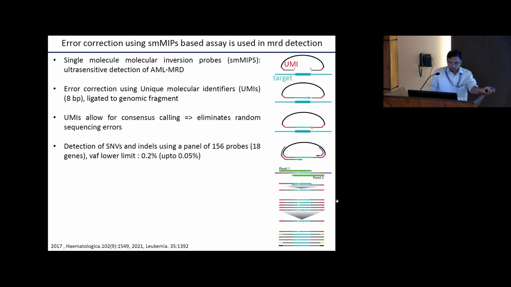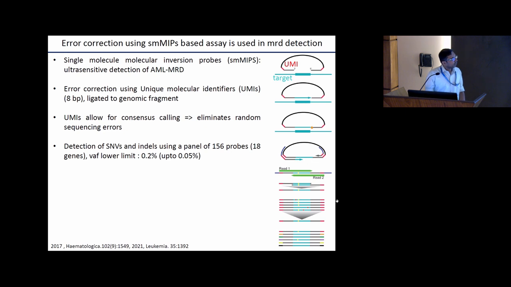Right. So we'll now move on to understanding how to use SMIPS based probes for ultra-sensitive detection of AML MRD. This is the SMIPS probe. It stands for single molecular inversion probe, and it has UMIs at both the ends. There is a target region. The target region is captured as in it becomes part of the probe. After some processing steps, it is sequenced, right?